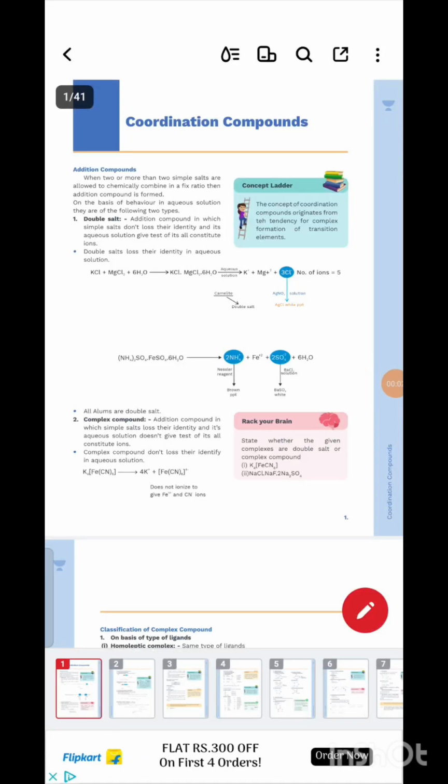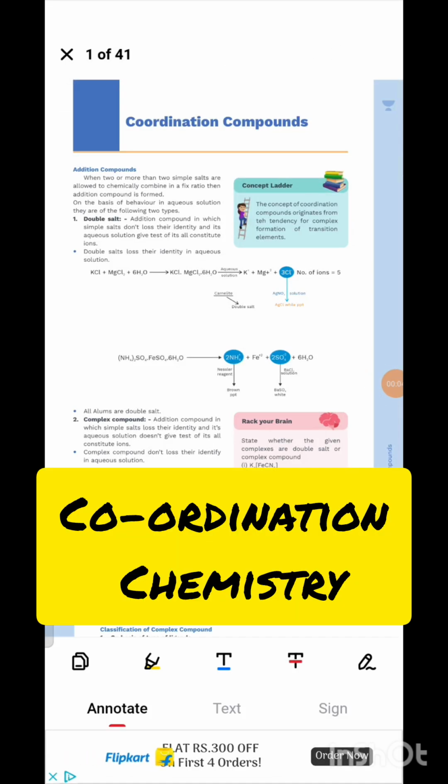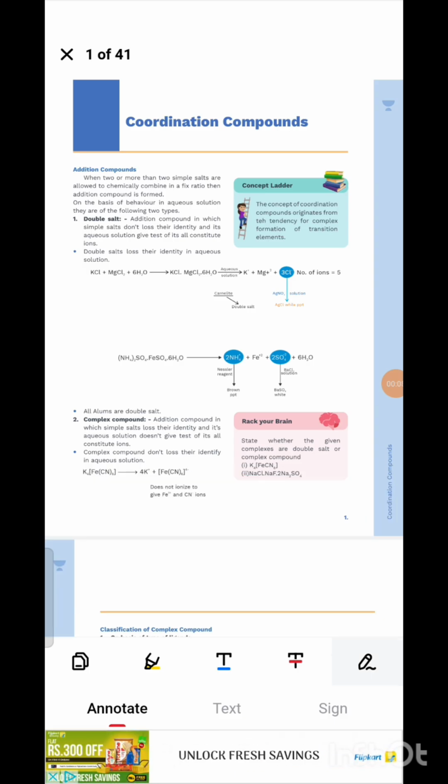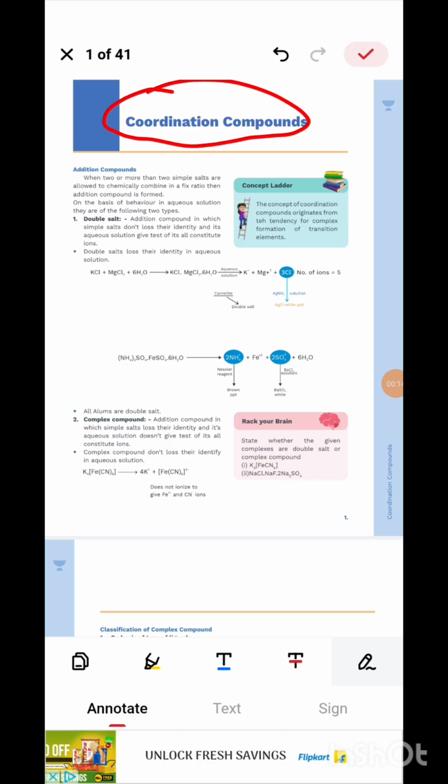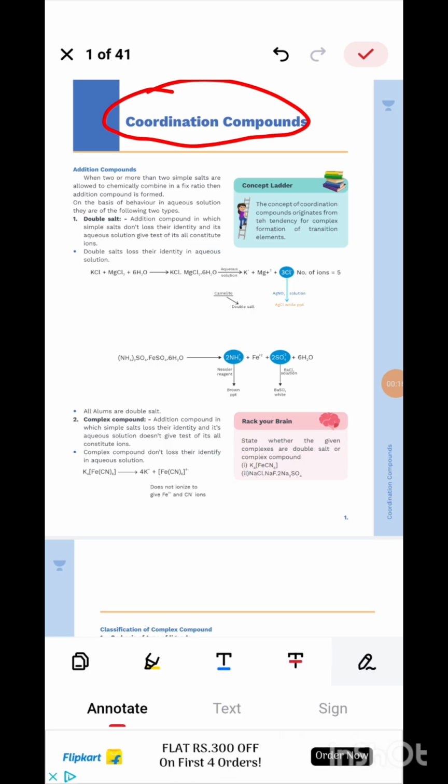So hello everyone. Today I will discuss coordination chemistry, which is a very important topic of class 12th. In this topic, mainly coordination compounds and their properties are discussed in detail. So first of all, what is the meaning of coordination compound?